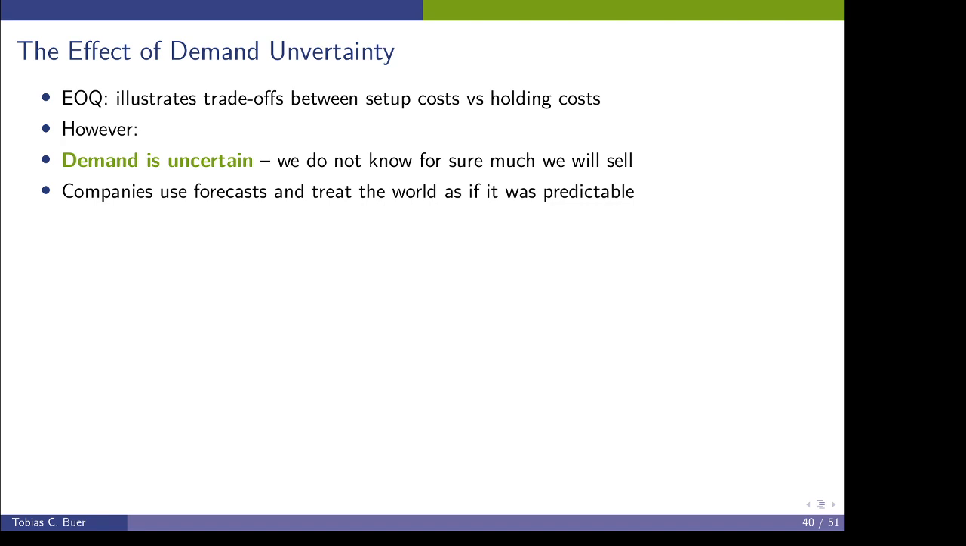In the news vendor model that we will deal with today, we relax this assumption, and now we recognize that demand of our customers is uncertain. It is stochastic. We are not aware of how much we will sell to our customers. Maybe we have some idea, maybe we have some previous sales data so that we have a rough idea how much we could sell, but it is not sure, it is not guaranteed.